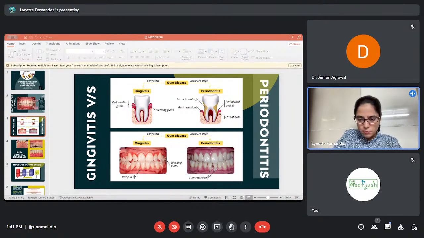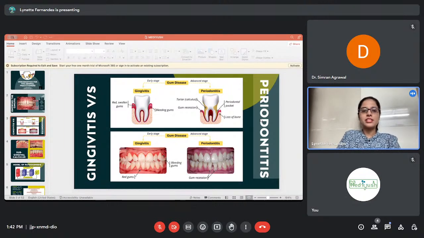Your gingiva has come beneath your CEJ. What is recession? When your gingiva goes beneath your cemento-enamel junction, it is known as recession. So when you see these signs of recession, of redness, of bleeding, that is going to be your periodontitis. What is the cause of all this?